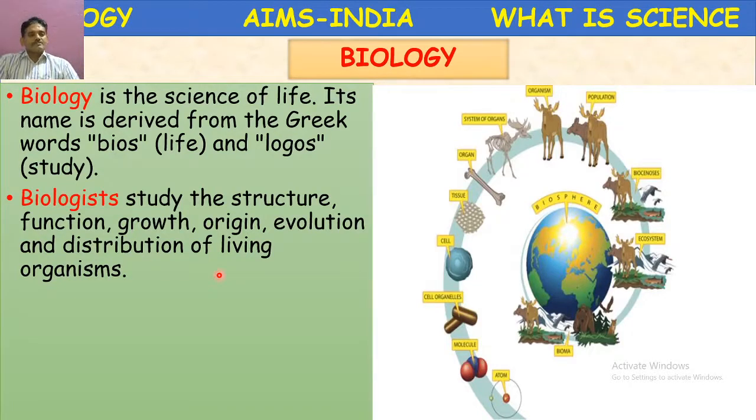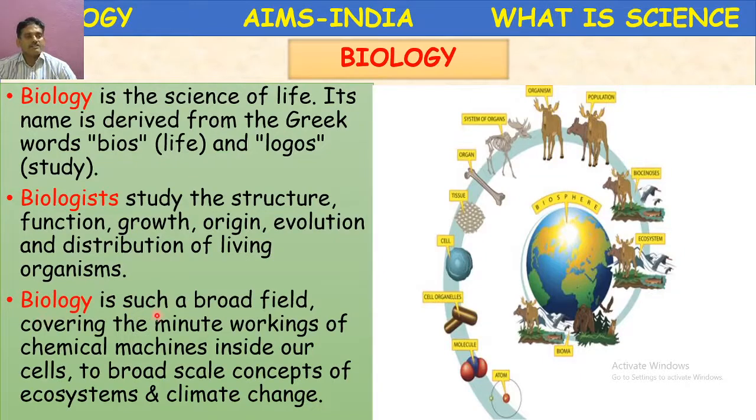So biologists study the structure, function, growth, origin, evolution, and distribution of living organisms. So it is a vast subject divided into several branches. Biology is such a broad field covering the minute workings of chemical machines inside our cells, right from the cells, to broad scale concepts of ecosystems and global climate change.